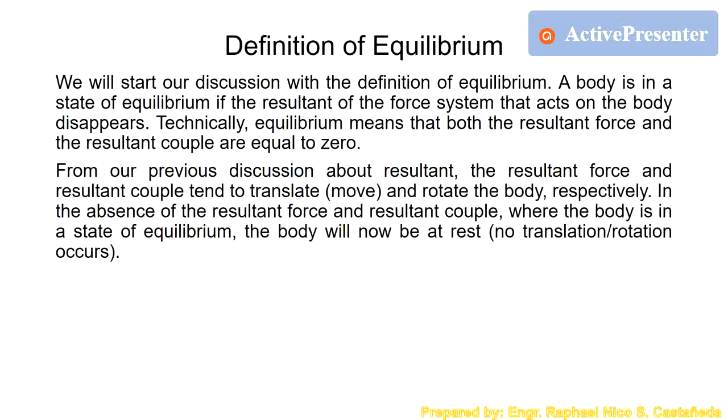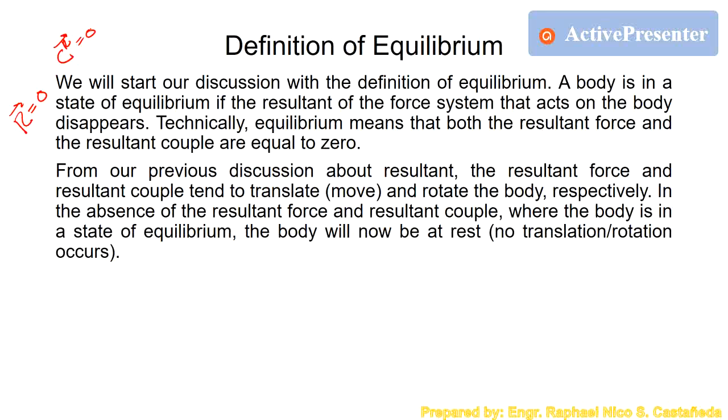So let's start first with the definition of equilibrium. We will start our discussion with the definition of equilibrium. A body is in a state of equilibrium if the resultant of the force system that acts on the body disappears. Basically, what is meant here is that the resultant force is equal to 0 and the resultant couple is also 0. Technically, equilibrium means that both the resultant force and the resultant couple are equal to 0.